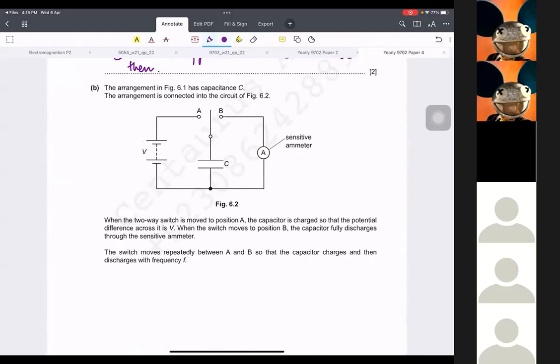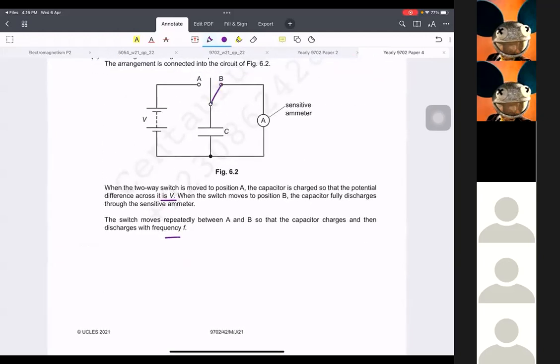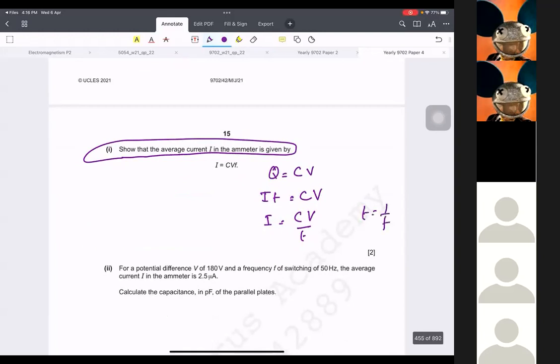F is the frequency, V is the potential difference across the capacitor. Right. Okay, now here it went like this, right? Q is equal to CV, right? Q is equal to I upon T, right? 1 upon T is frequency. No, sorry. It's periodicity, right? Wait. Sorry, Q is IT, not I upon T. So IT, we take T as 1 upon F. So we can write I equals CVF. Yeah. Proved. Is it clear? Yes.